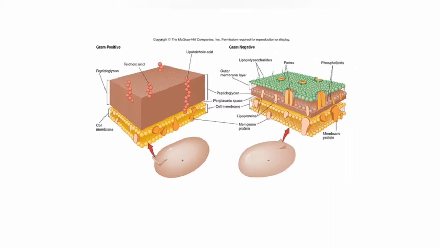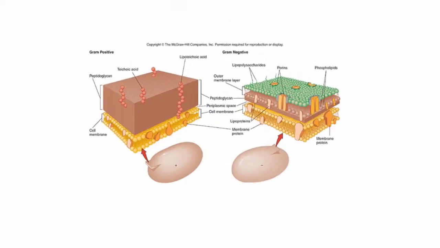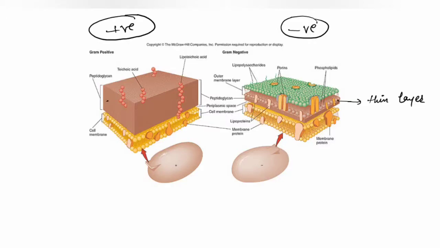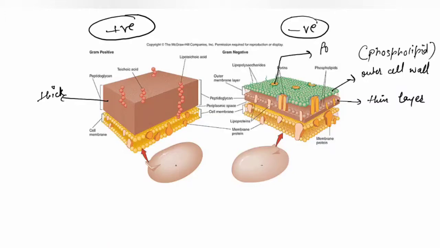Now look at this diagram. Here you can see this brown part, that is the peptidoglycan layer. This is the gram-negative one and the gram-positive one. The gram-positive contains a thick layer, whereas the gram-negative contains the thin layer. On the outer side of the thin layer of peptidoglycan, we have an outer cell wall that is made up of lipopolysaccharide. Its structure is just like the cell membrane, and it contains porin. Porins are like transport channels that help in the transport of certain molecules in and out of the cell.